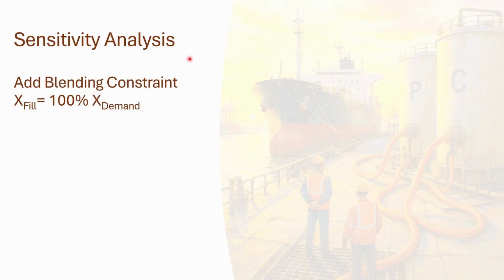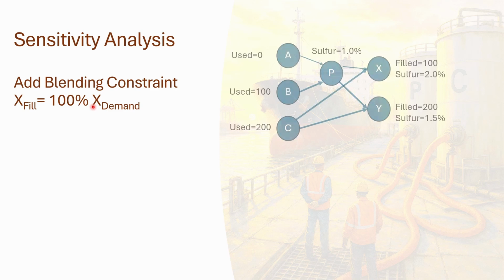Let's say you don't trust that answer and you still can't believe that in that original problem we didn't fill any of X. So let's add a blending constraint where we say X fill has to equal 100% of X demand. This constraint is easy to set up by adjusting the boundaries of the impacted variable X. So let's see what happens.